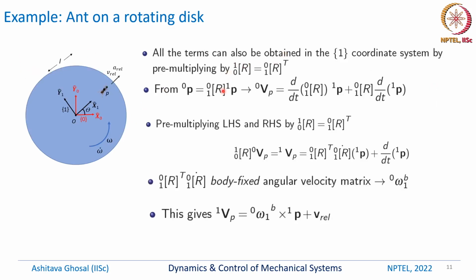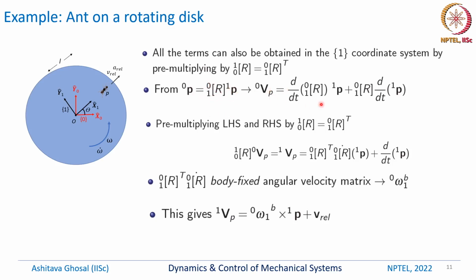So all these acceleration terms we can also obtain in the 1 coordinate system, basically in the rotating coordinate system, the coordinate system which is attached to the rotating disk. In some sense, we need to pre-multiply by a rotation matrix. So we need to transform from 0 to 1 by pre-multiplying by R_01 transpose, which is also the same as R_10. So the position vector was given as this, R_01 times 1p.